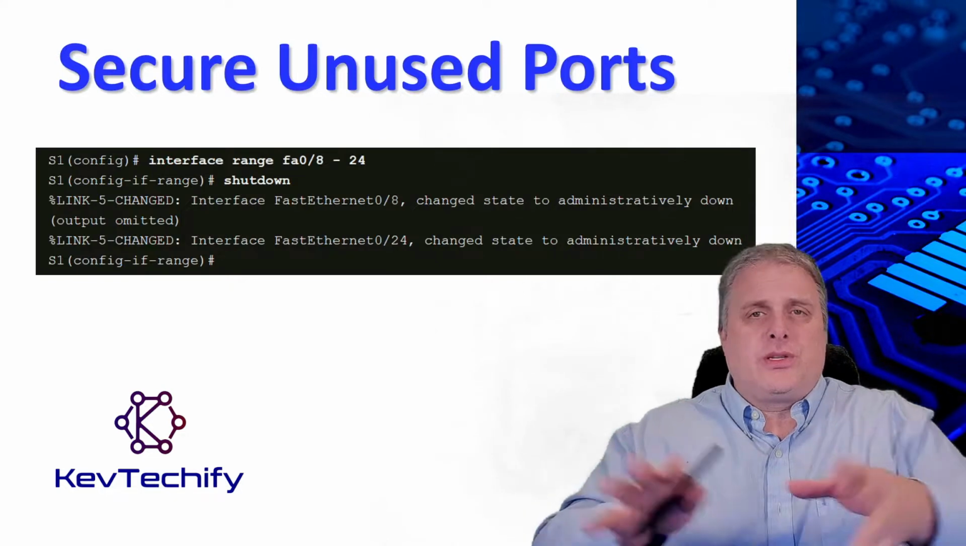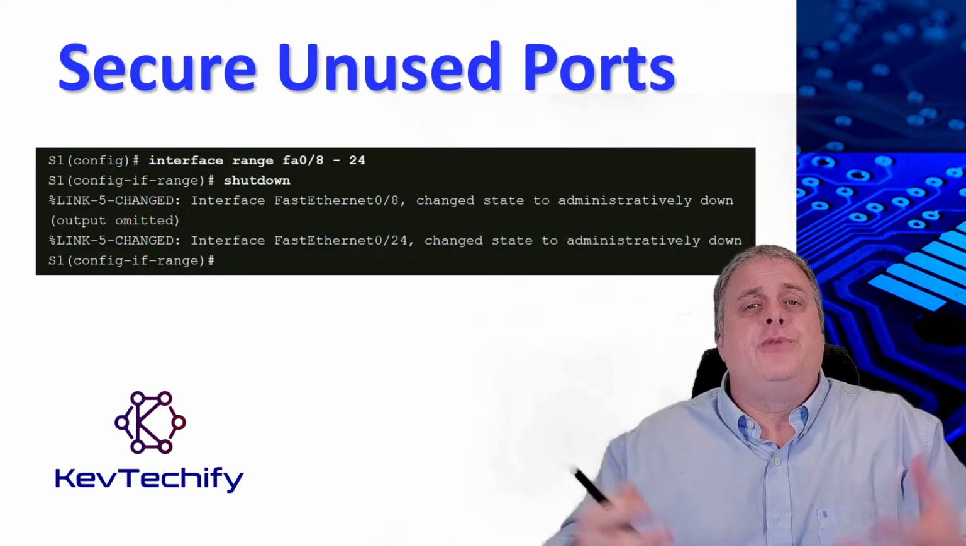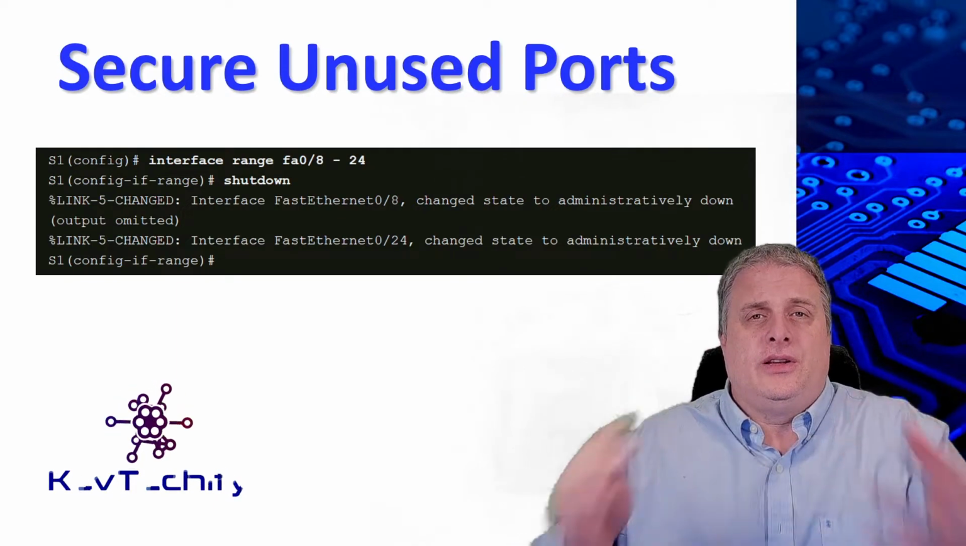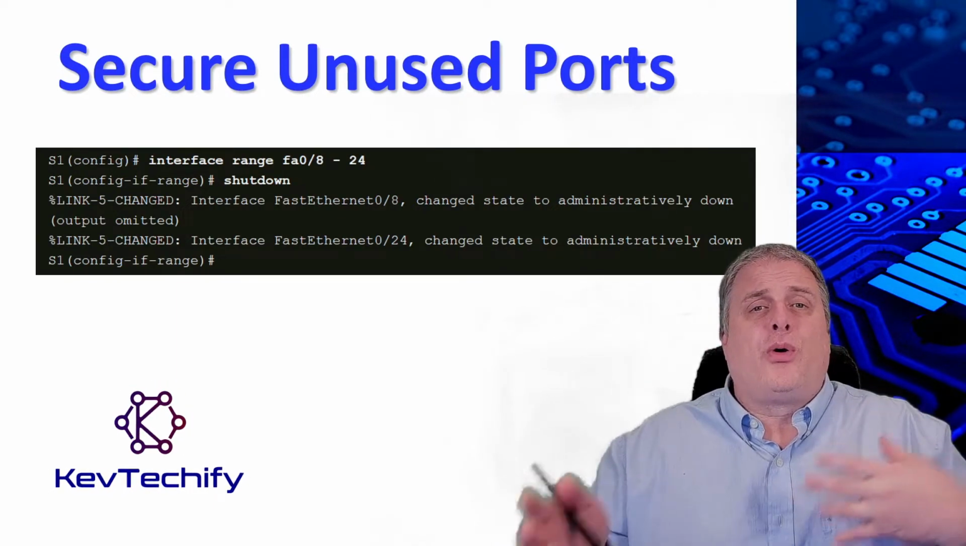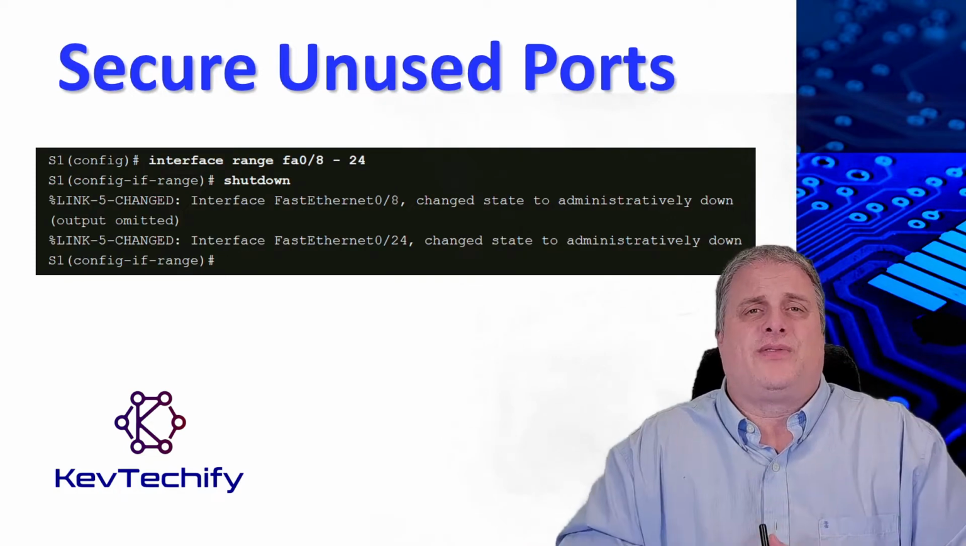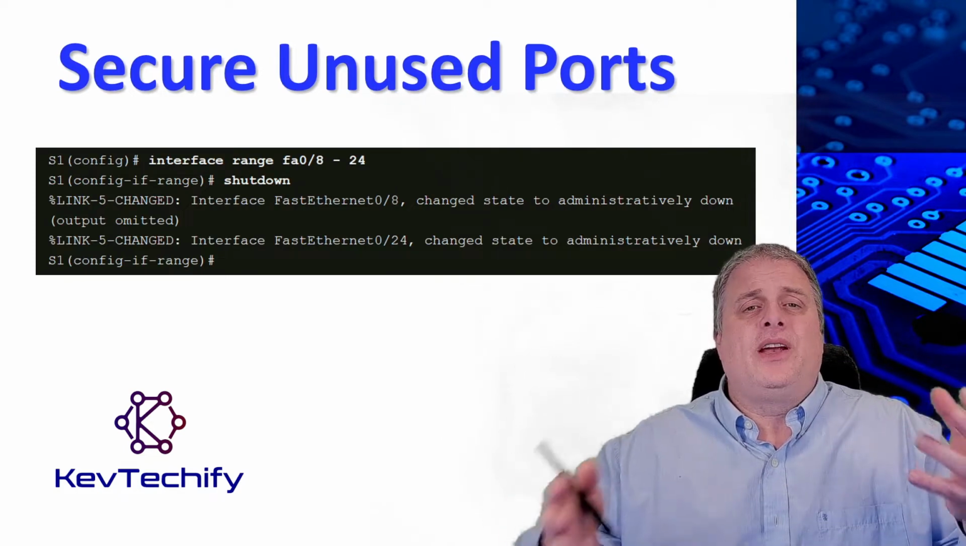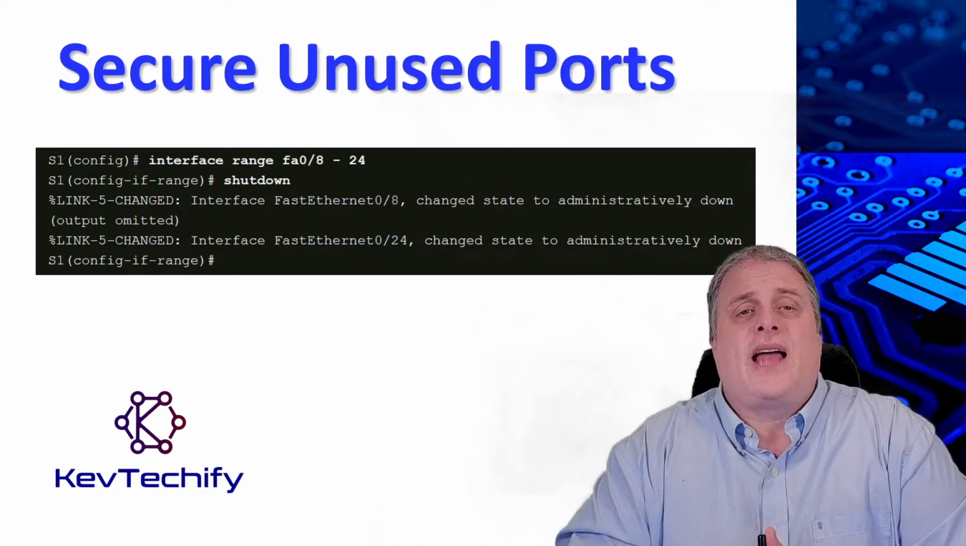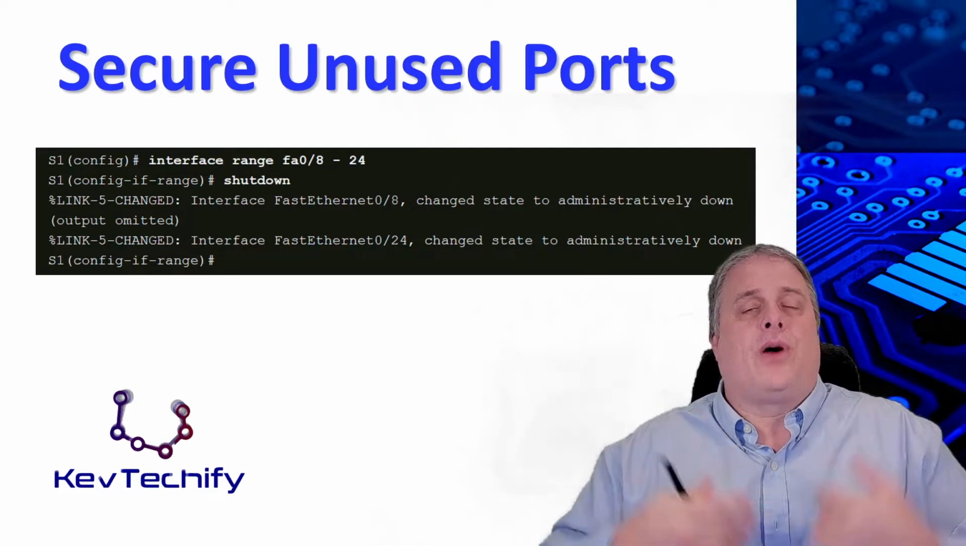All switch ports, all interfaces should be secured before you put that switch out into production. Now, how a port is secured depends upon its function. A simple method that administrators use to help secure the network from unauthorized access is to disable all unused ports.